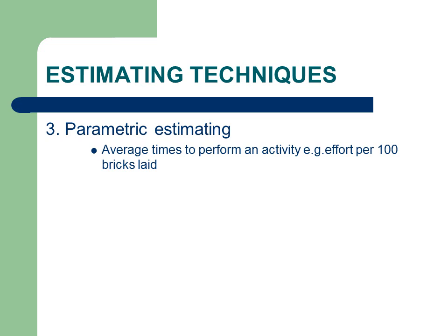The third estimating technique is parametric estimating. Parametric estimating is commonly used in building trades, where average times to perform an activity can be applied. For example, an experienced bricklayer can lay 750 bricks per day on average.